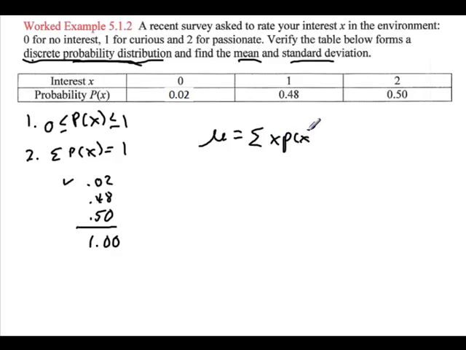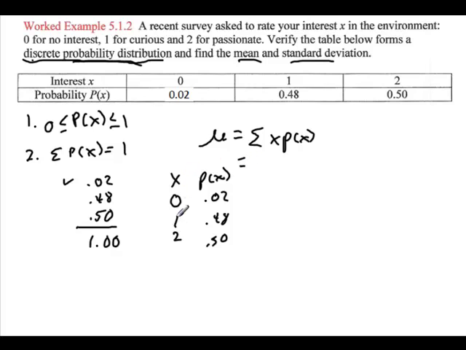For probability distributions, and this is important, we use the formula sum x p of x. So what we have to do is make a column where all of our x's are listed, 0, 1, and 2, and then we have aside it all of our p of x's, which we have as 0.02, 0.48, 0.50. Now, according to order of operations, what comes first, sum for addition or multiplication? The answer is multiplication, so we should multiply all the x p of x's first and then add. That's what this formula says. That's the new formula for mean.